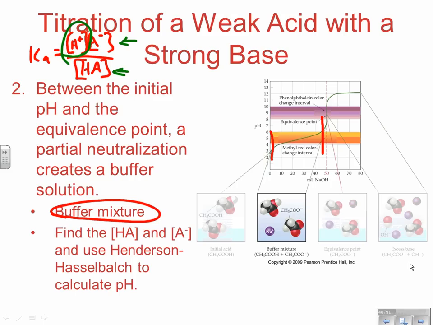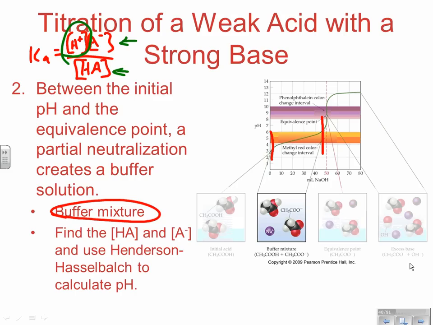So this is very, very similar. In fact, it's identical to what we did with our buffer math type situation. We took a look at what was the concentration of my acid and what was the concentration of my conjugate base, and we use Henderson-Hasselbalch or the above equation to calculate what that's going to do to the H plus concentration or the pH. So when we are doing a weak acid titration before the equivalence point, we're in the land of buffer, which means you have to do buffer calculations. So you're going to find HA and A minus.